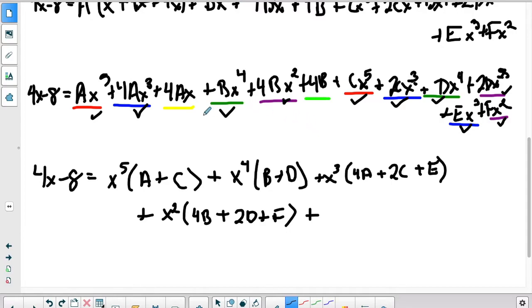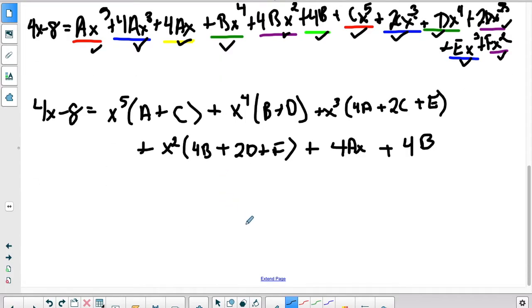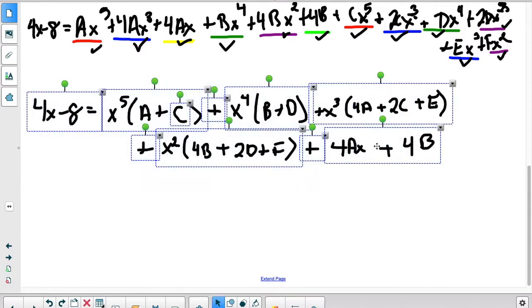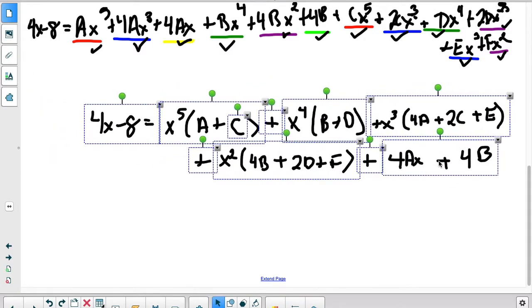Then we're going to add to it our last set of terms. So we have just ax, 4ax, so we don't really factor that out of anything, we just leave it alone, and plus 4b. So we have all of that done there. So we have all this here. I'm going to grab it and move it over just a little bit.